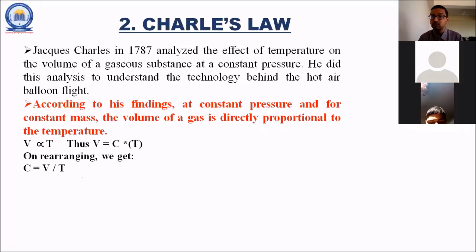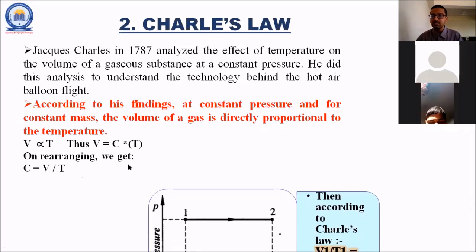So in Charles' law, we are taking pressure to be constant and the mass to be constant. And according to Charles' law, volume is directly proportional to temperature. So we can write down the equation V proportional to T. Thus, removing the proportionality sign, we can write down V is equal to C into T. On rearranging the terms, we can write down C is equal to V upon T.